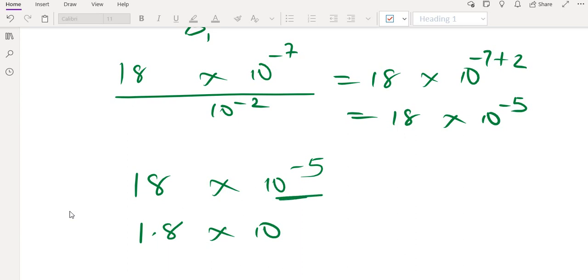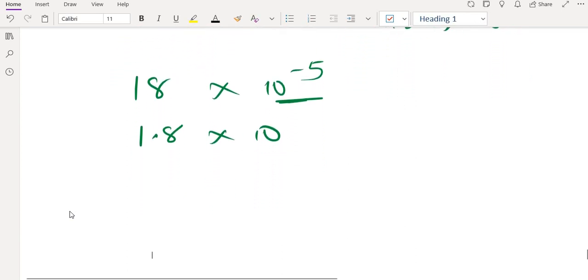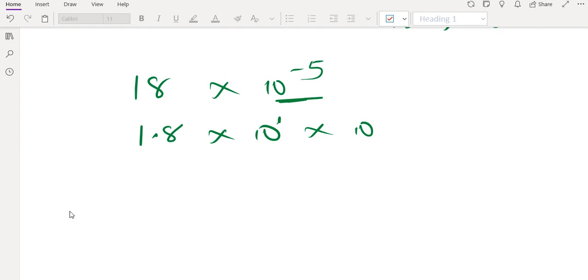Leave this one first. Move this 18. I want to change it to 1.8. So it will be 1.8 times 10 raised by what? 1. Times 10 raised by 1. Are we there? Yes, sir. It's the same as this 18, then times 10 raised by what? Times indices, what will it be? You add the powers. 1 plus minus 5.